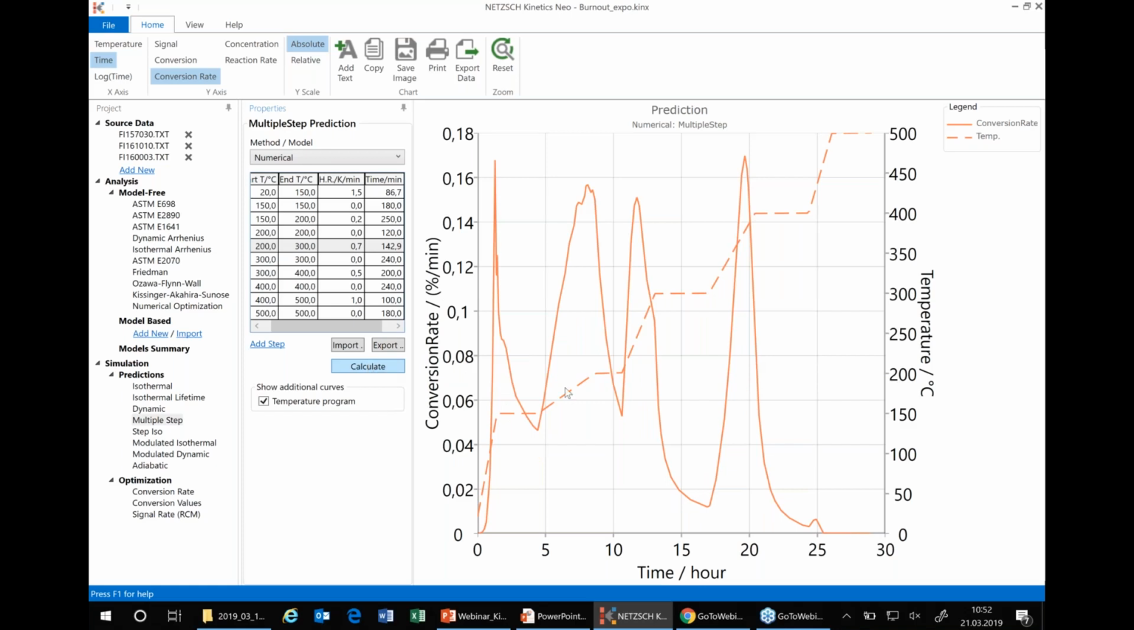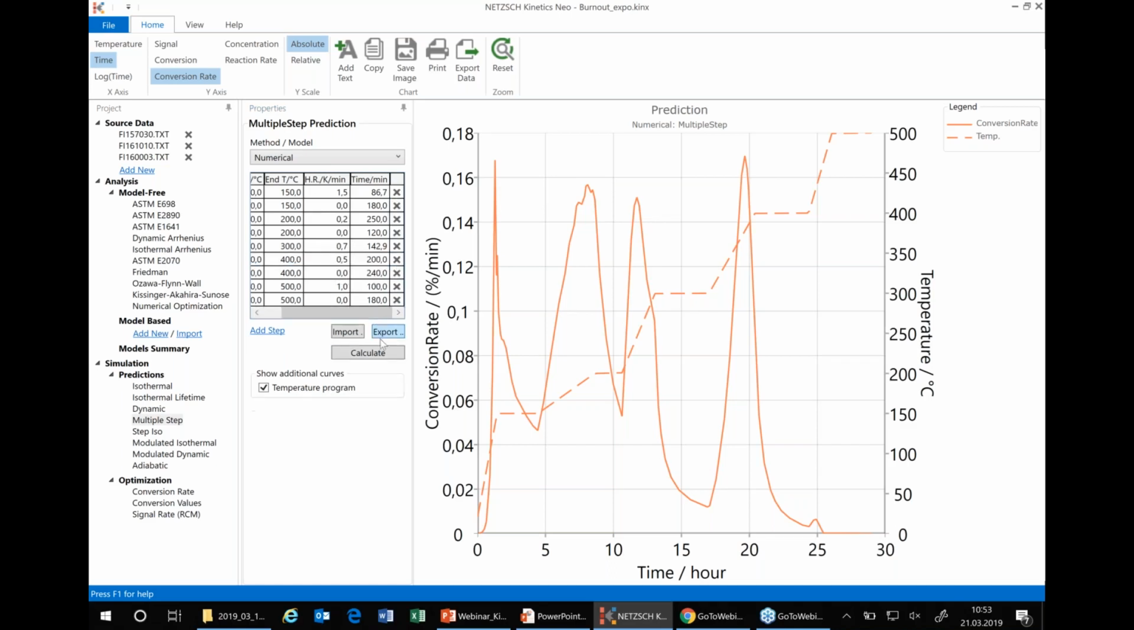We see that the isothermal segment at 300 centigrade is too long, and here the decomposition or debinding has a very low rate. It means that this isothermal segment is not necessary. We can just remove it altogether. Let's do it. Great.